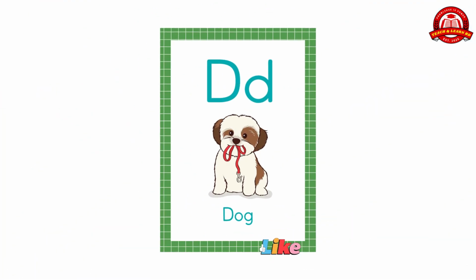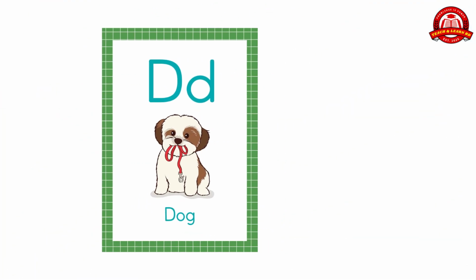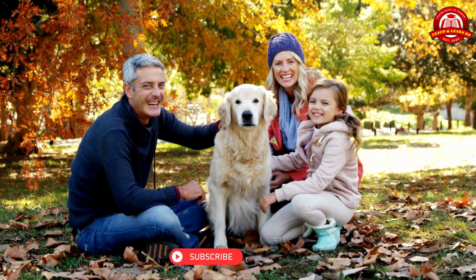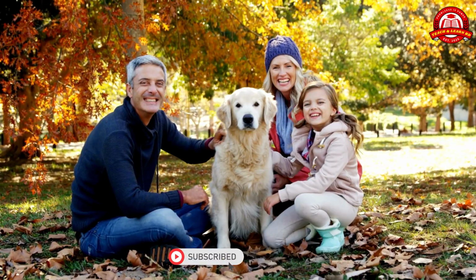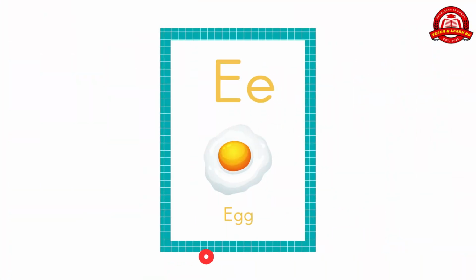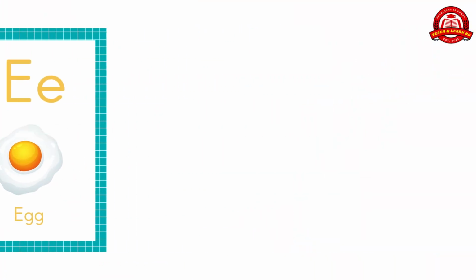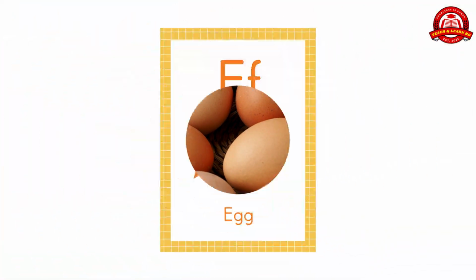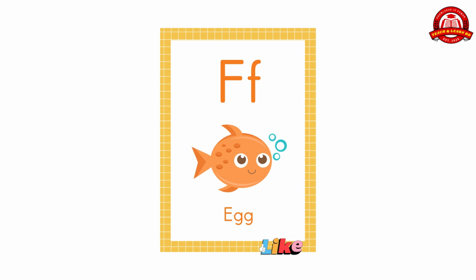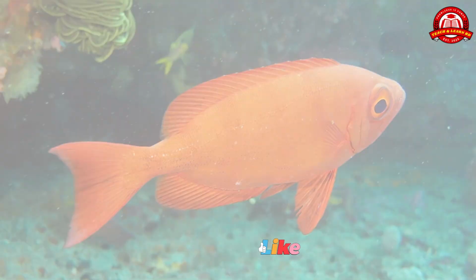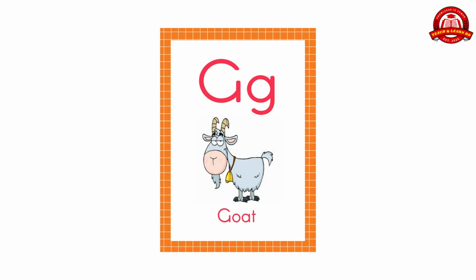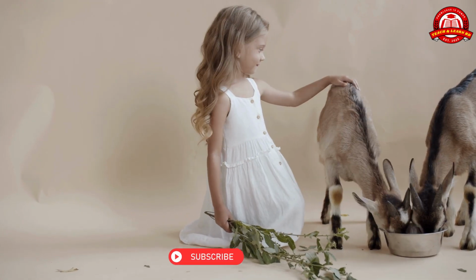D is for dog. E is for egg. F is for fish. G is for goat.